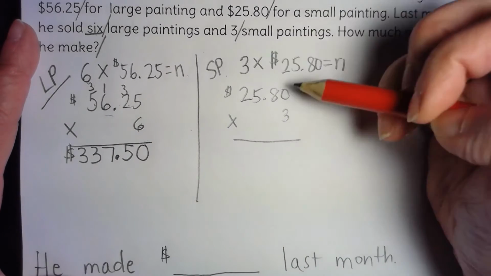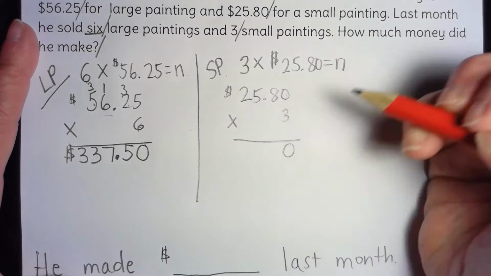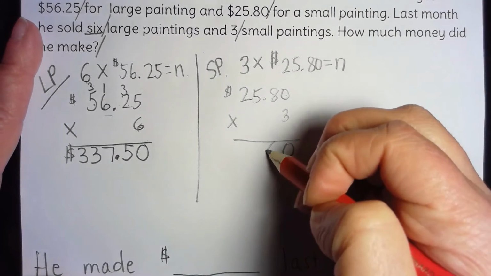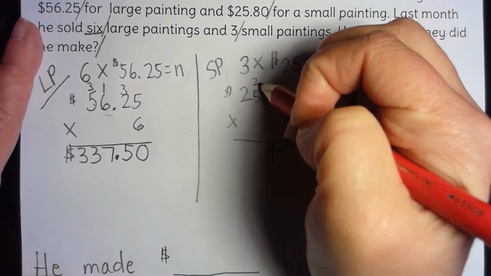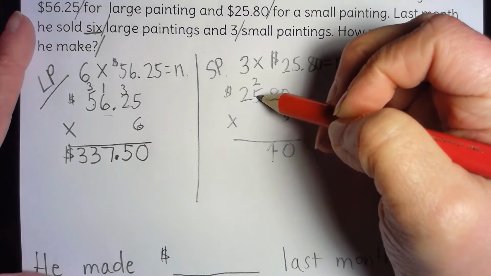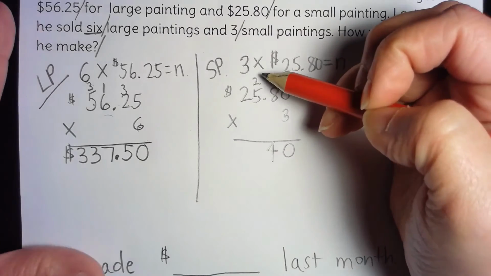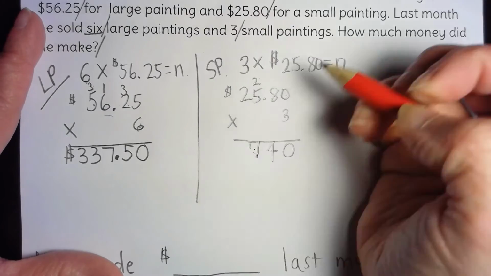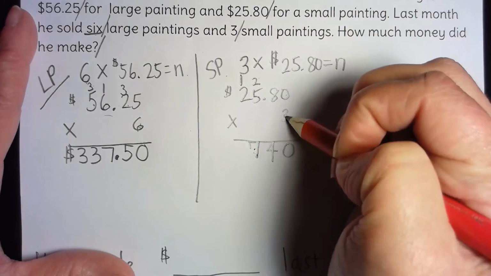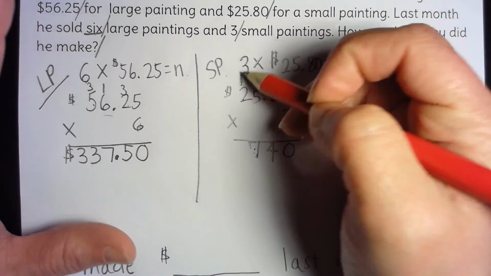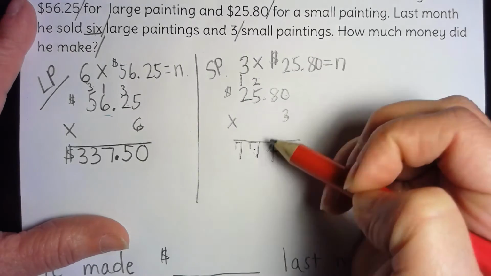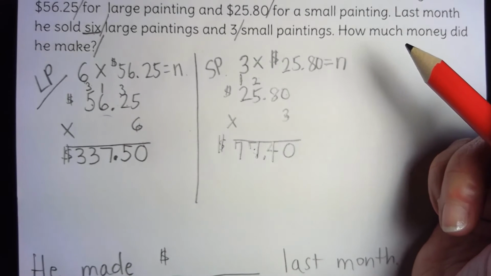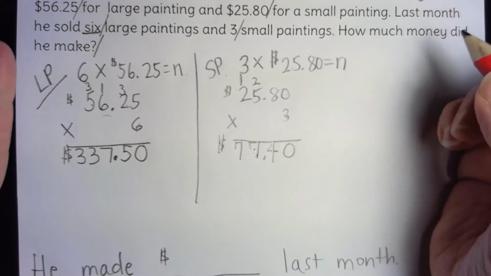Okay. 3 times 0 is 0. 3 times 8 is 24. So I'm going to put down the 4 tens and carry the 2 hundreds. 3 times 5 is 15, plus the 2 I carried is 17. I put down the 7, I carry the 1. 3 times 2 is 6, plus the 1 I carried is 7. So Calvin made $77.40 on the small paintings.